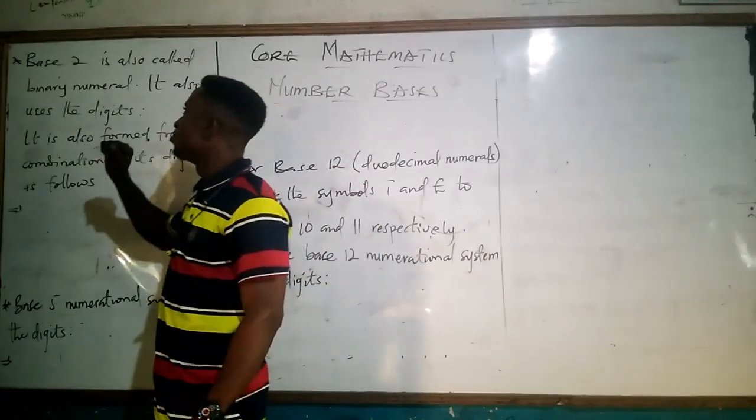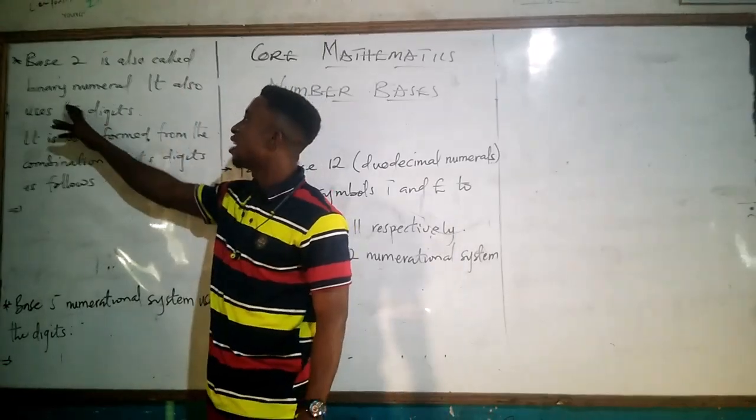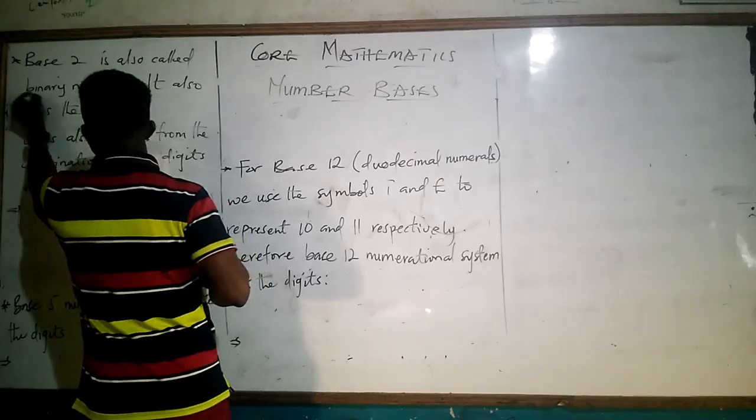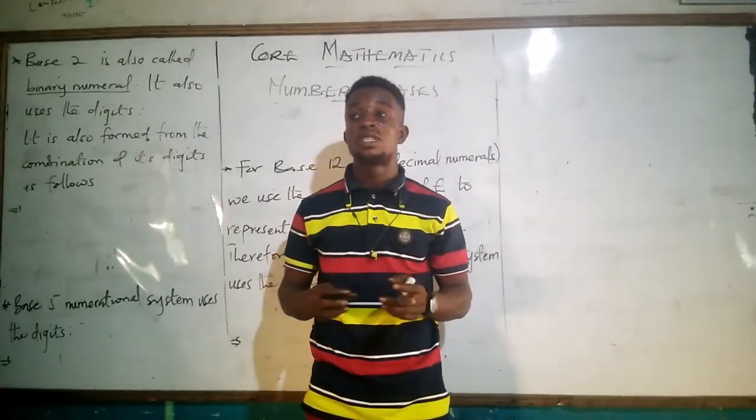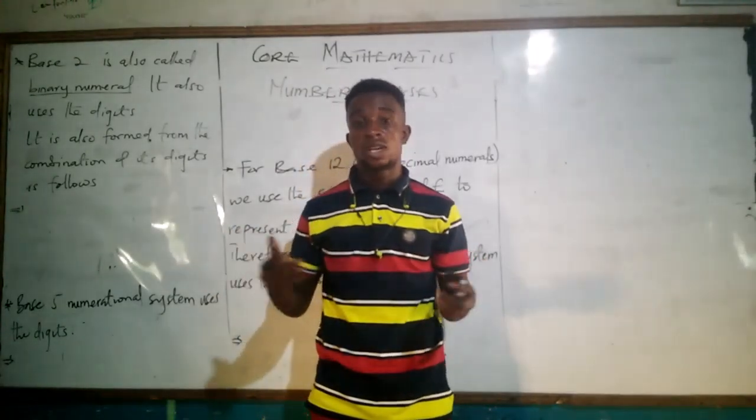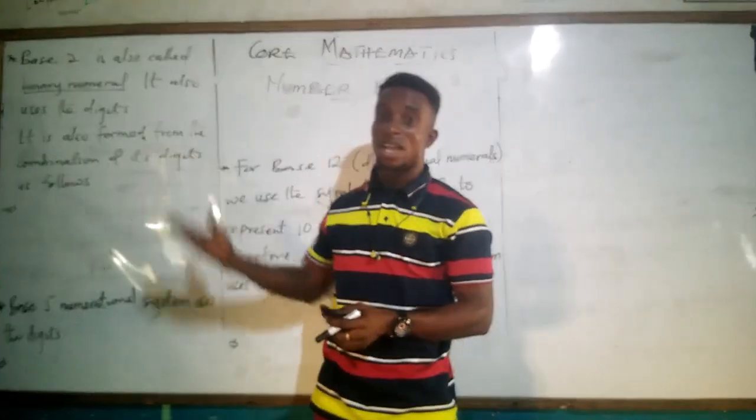So base 2 is also known as, or is also called, binary numeral. So I said binary numeral. So that is another name for base 2 numerals. So if you don't hear of base 2, you can also hear of binary. When we say binary, it means 2. That's why we are using that.